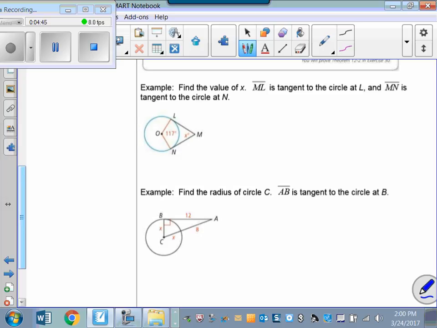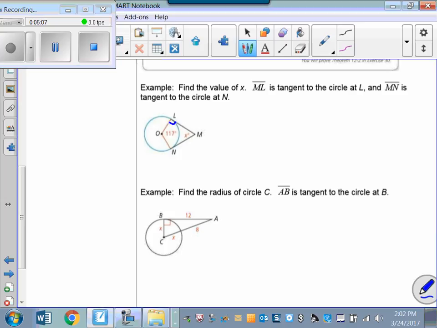What do we got here? Find the value of x. ML is tangent to the circle at L. MN is tangent to the circle at N. Okay, so right away, I think I've read the whole problem. So we know that ML and MN are tangent, and these are the points of tangency.